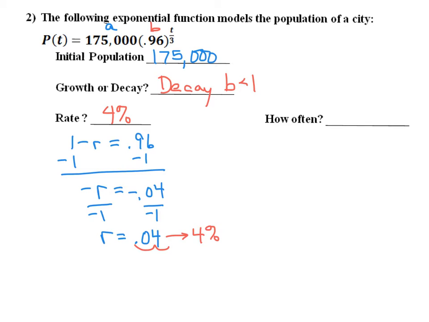Now, how often is this happening? Again, I want to look at that exponent and say it's not just a t, so it's not every year. Instead, t over 3 tells us that it's going to be every 3 years. So my population is going down by 4% every 3 years.